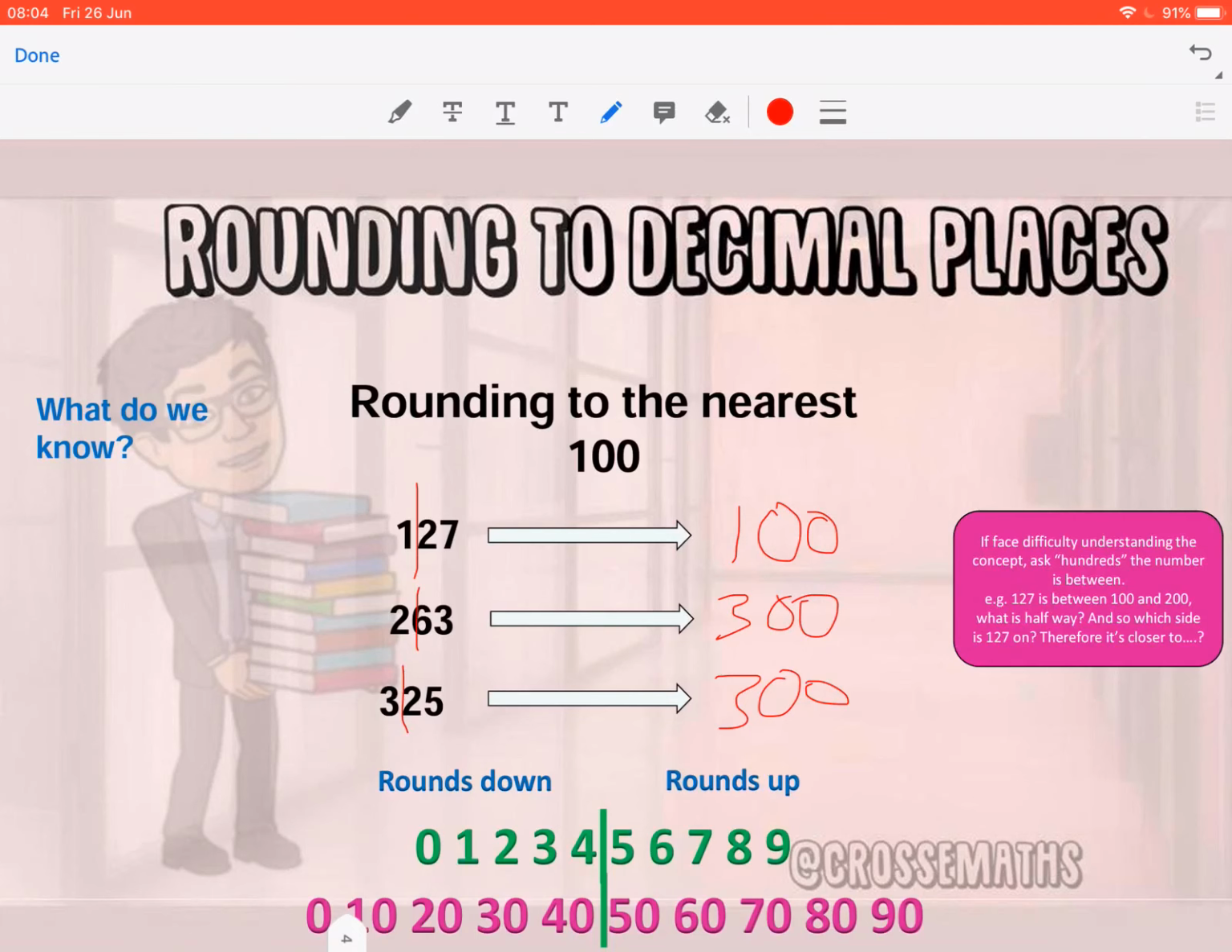So you can see, you're just looking, and this pink box is really important to give it a read. If you're struggling to understand, you're just looking which one it's closest to. If you're rounding to the nearest 10, you're just looking, is it closer to 10 or is it closer to the one above? If you're rounding to the nearest 100, you're looking which one it's closer to. If it's 50, it goes up. Anything less than 50 rounds down. Pause the video now if you feel like you need to write any of that down.